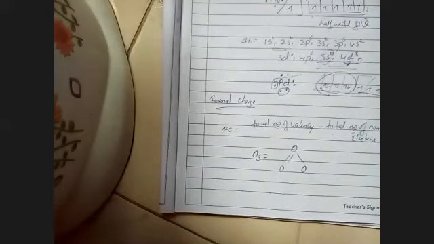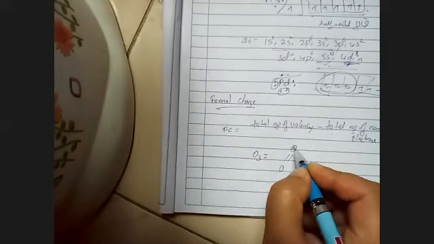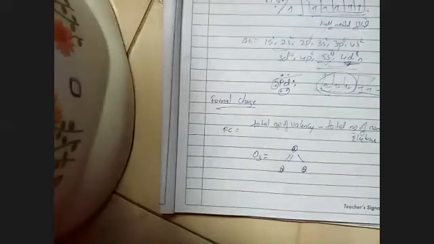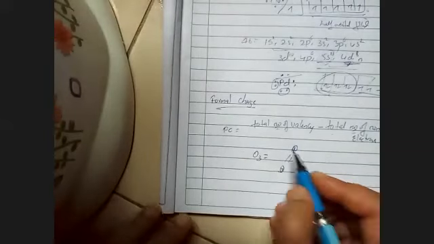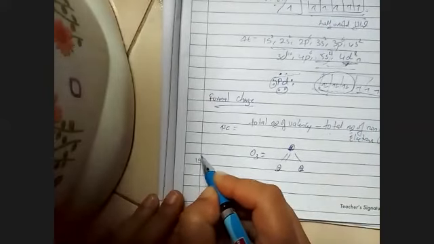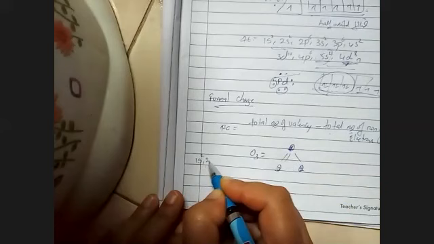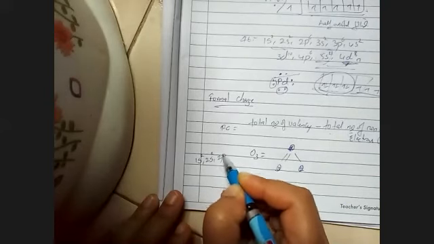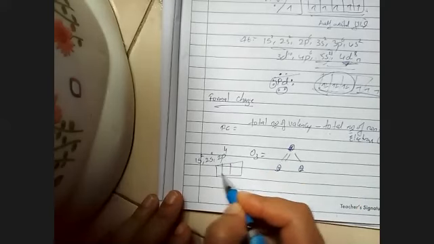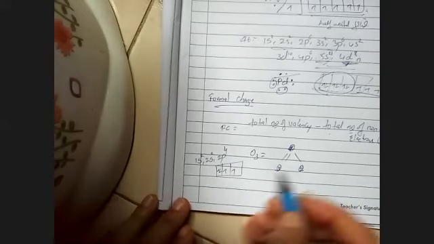Now I'll write the dot structure for all the oxygens. Before that, I'll name them oxygen number 1, oxygen number 2, and oxygen number 3. First, I'll write the electronic configuration for the oxygen, because all are the same: 1s2, 2s2, and 2p4. The 4 means we have one lone pair of electrons and two unpaired.